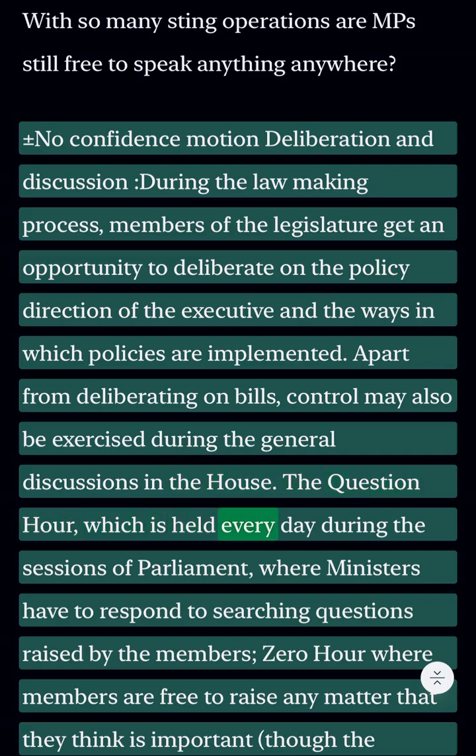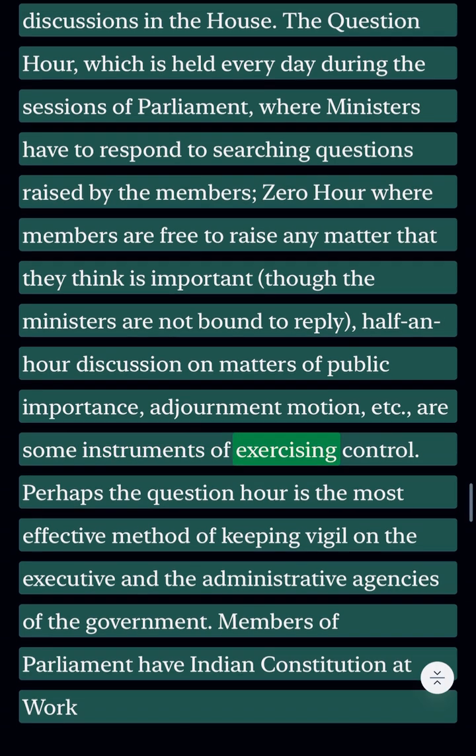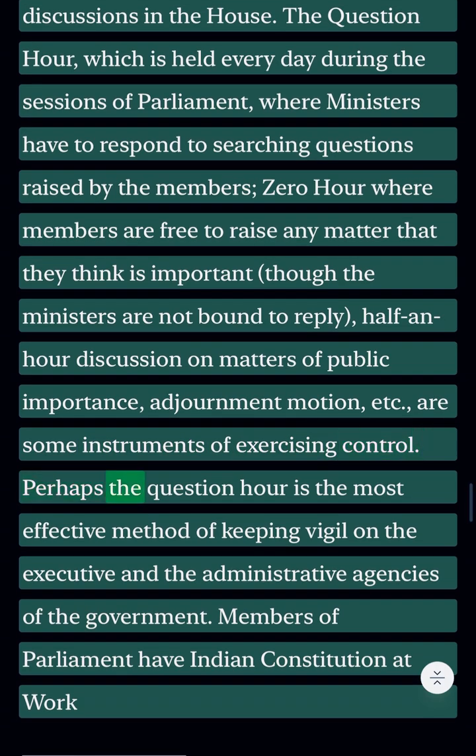The question hour, which is held every day during the sessions of Parliament, where ministers have to respond to searching questions raised by the members. Zero hour, where members are free to raise any matter that they think is important, though the ministers are not bound to reply. Half-an-hour discussion on matters of public importance, adjournment motion, etc., are some instruments of exercising control.